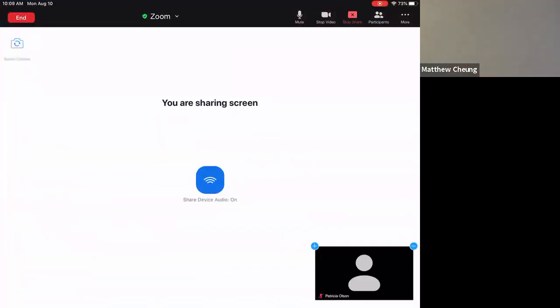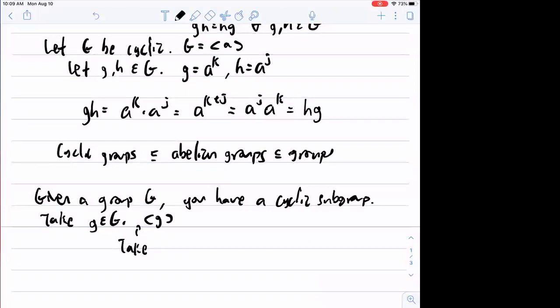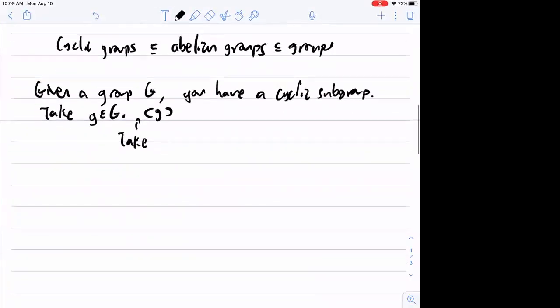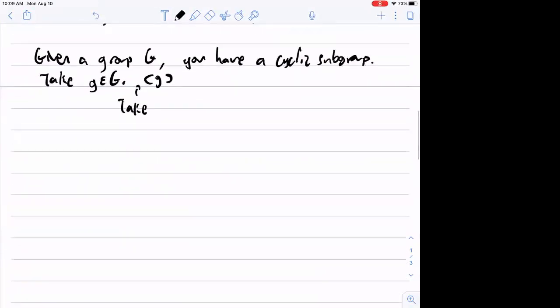Everyone clear so far? Okay, let's move on. We're going to go over more examples of cyclic subgroups. So let's learn about complex numbers.